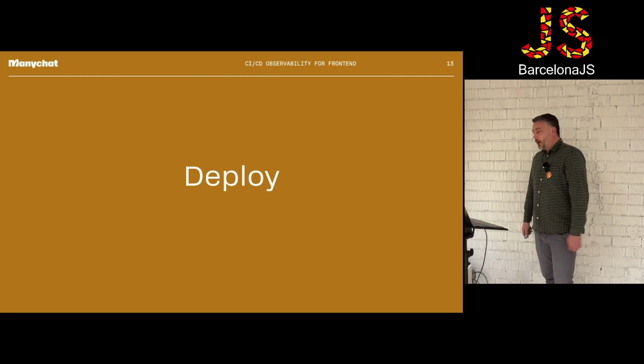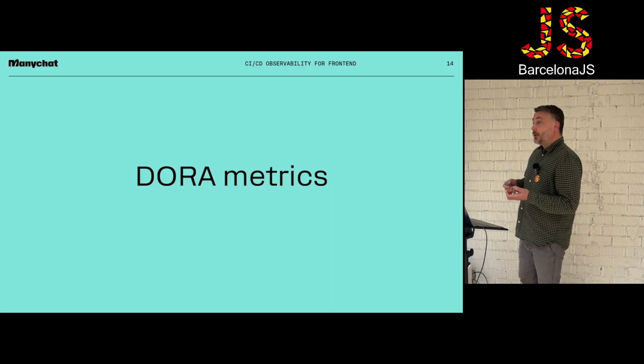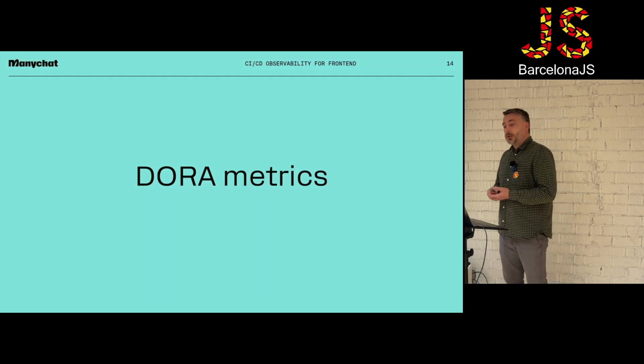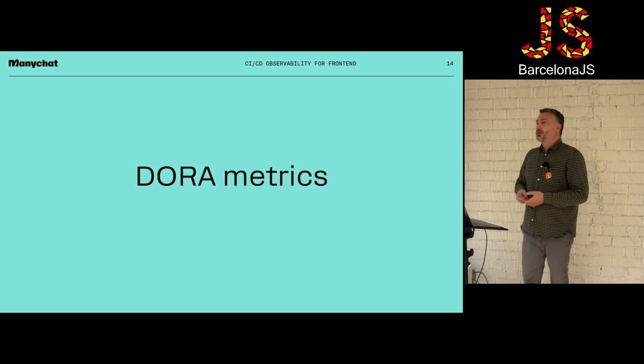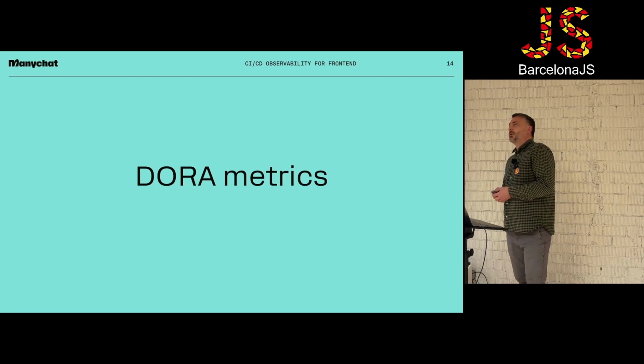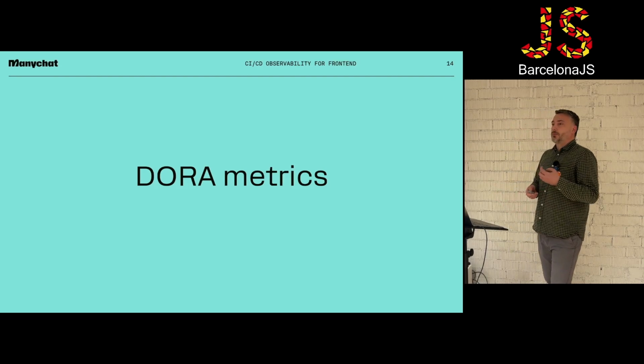We should understand how much time we spend on deploy, how fast it is, and how we should improve it. When we talk about metrics of CI/CD, we should mention the DORA metrics. Maybe you heard about them. DORA is the DevOps Research and Assessment team that was founded in 2014. They focus on 4 meaningful metrics of the CI/CD process.